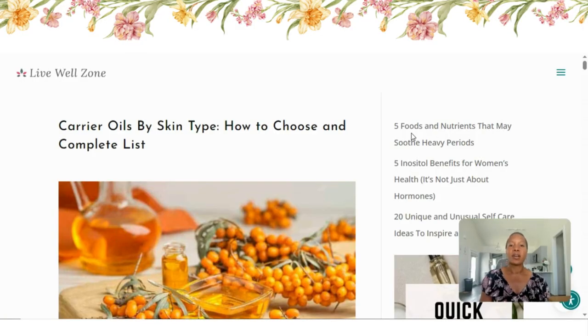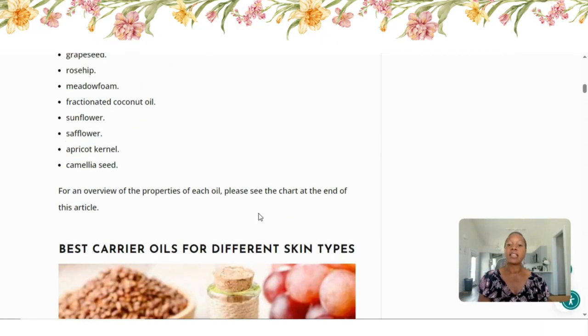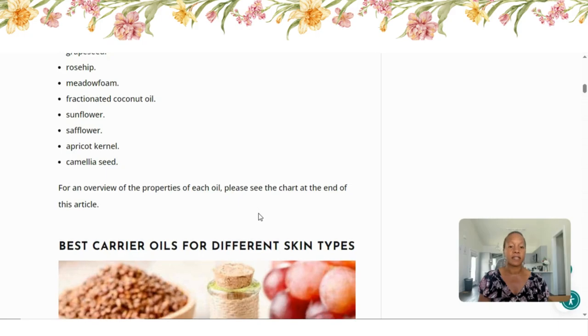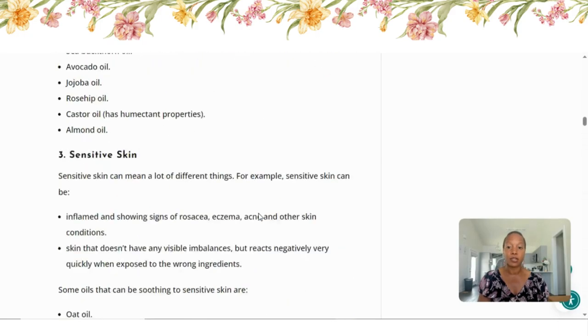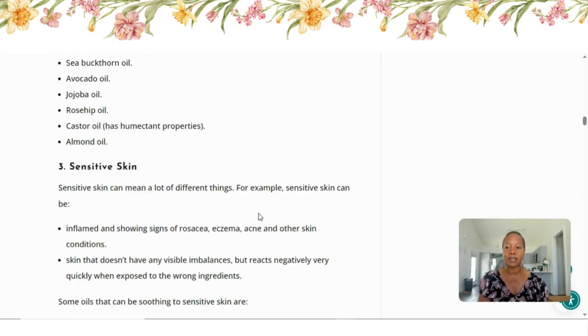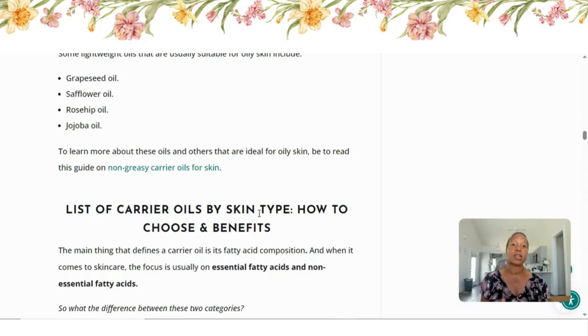All right, so we are on my blog, and this is the article that I've put together for you: Carrier Oils by Skin Type, How to Choose, and a Complete List. So there's lots of different pieces of information in here for you. One of the things I cover is just a suggested list of oils that will work for all skin types. And then I also have a breakdown of oils for different skin types. So specifically acne-prone skin, dry and mature skin, sensitive skin, as well as oily skin. Okay, so you can go through that on your own time.